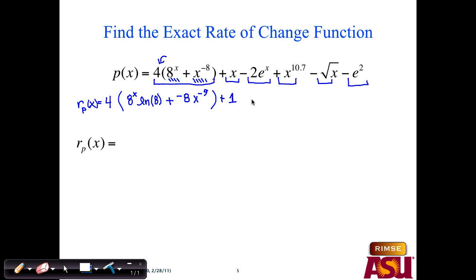So then we've got minus 2e to the x. I've got an e to the x, which we were just talking about, but there's a minus 2 in front of it. That's another constant multiple. So I just need negative 2 times the derivative of e to the x. e to the x. Nicest function ever. Maybe. I don't know, the derivative of 1 is pretty simple. Let's see. So we're on to x to the 10.7 power.